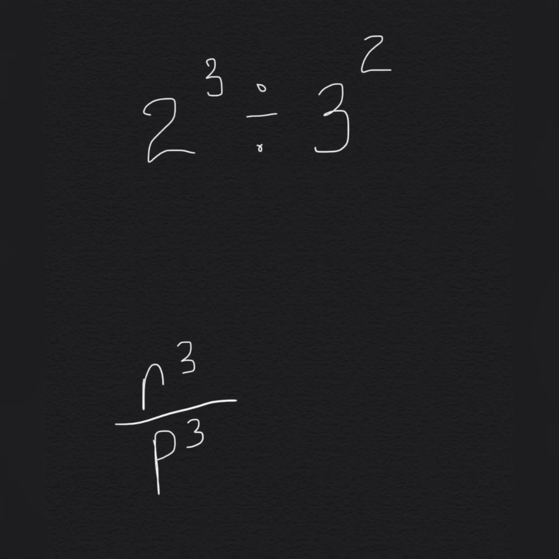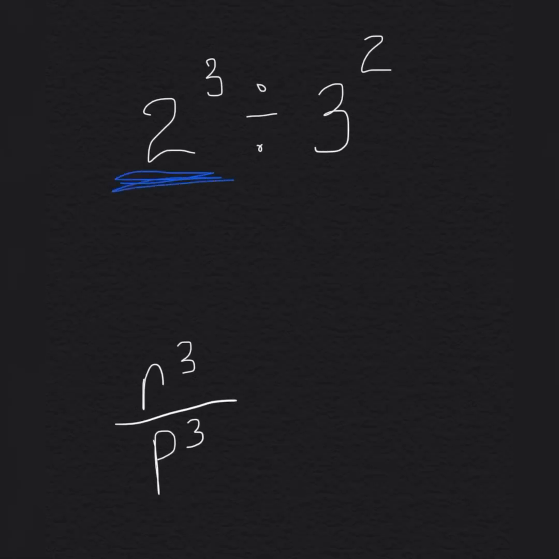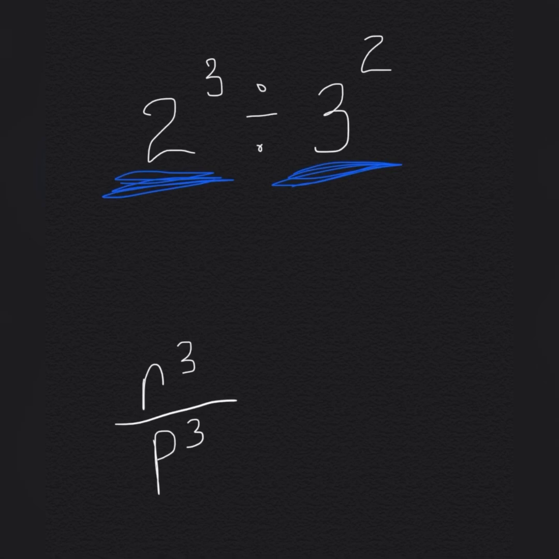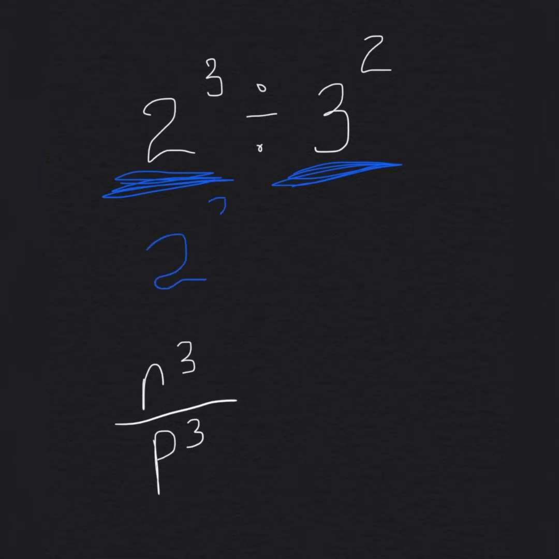With these examples, the first thing that we have to do is to identify if the bases are similar. If the bases are the same, then we can go ahead and subtract. But if they're not, then there's nothing that we can do to simplify it. So let's look at this example. The base here is 2, and the base here is 3. Are these the same? No, they're not the same. So because of that, we cannot simplify this. So we have to write it back as is.